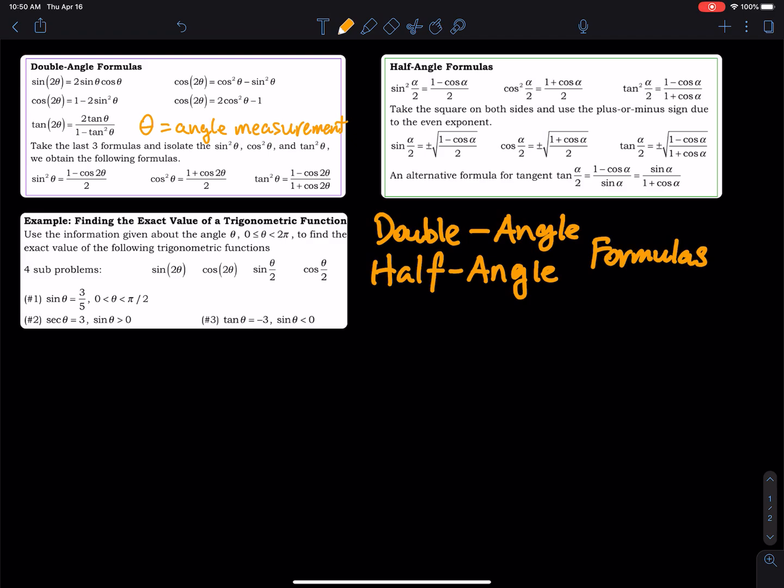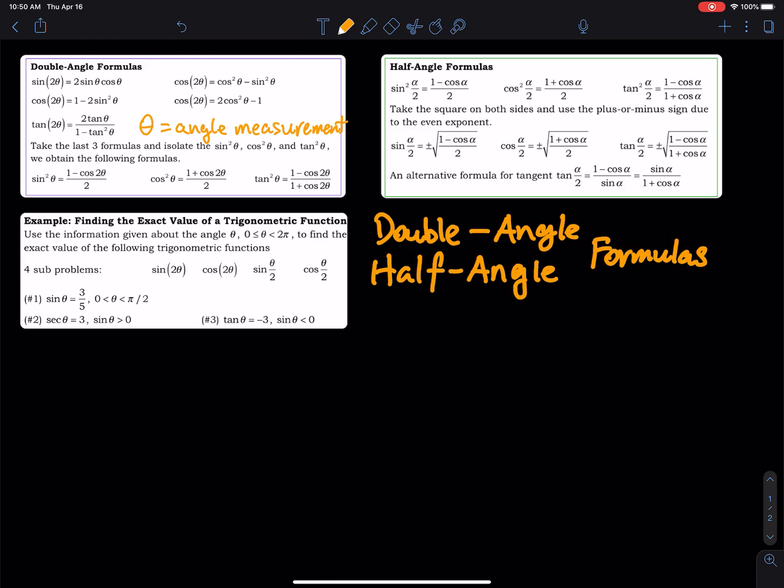One thing that you have to pay attention to is that cosine 2 theta has three formulas. You will be using them most of the time when you do proving identities. Which one do we have to use? Are they all the same? Yes, they are all the same. So which one do you have to use?